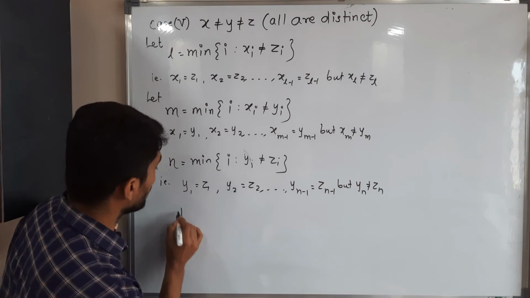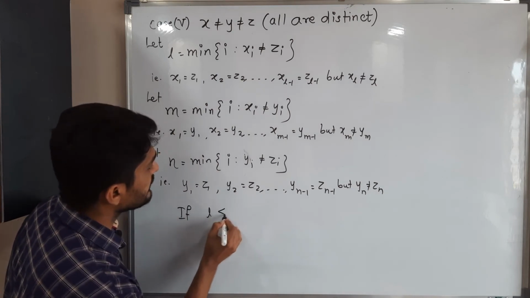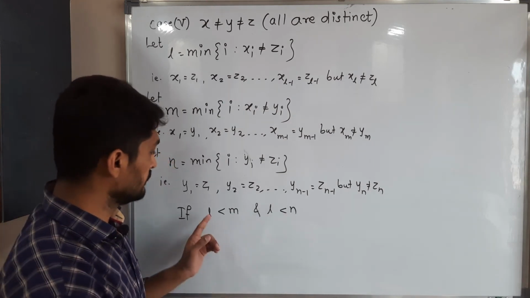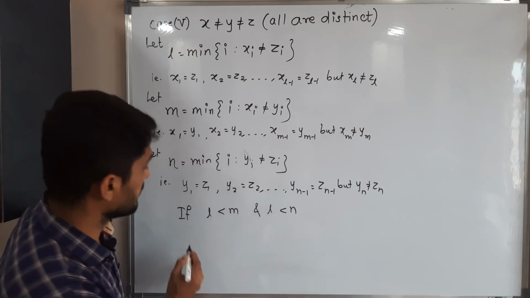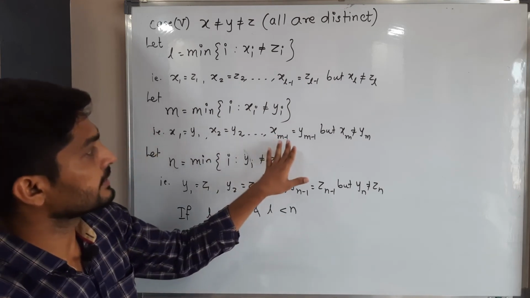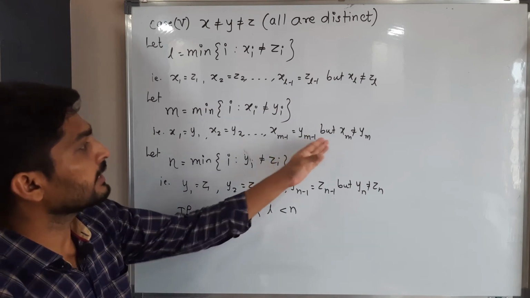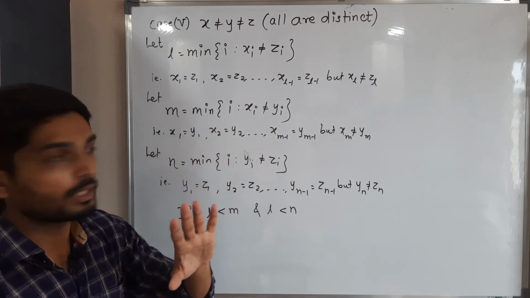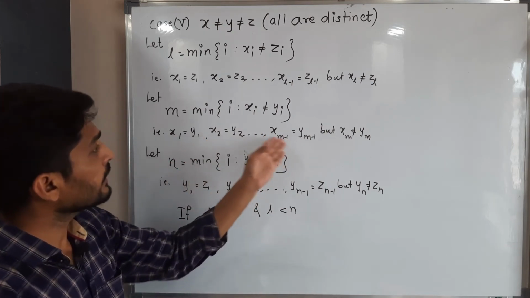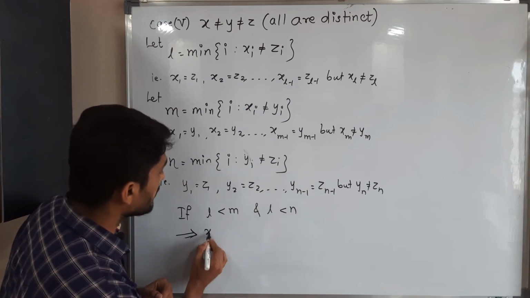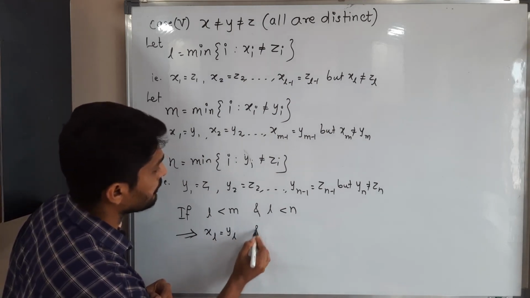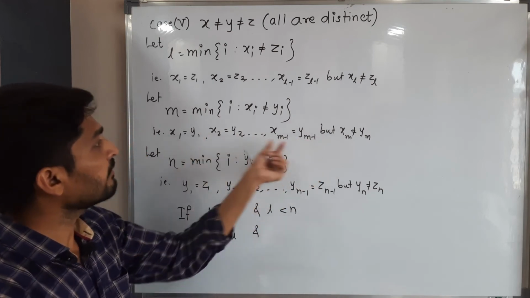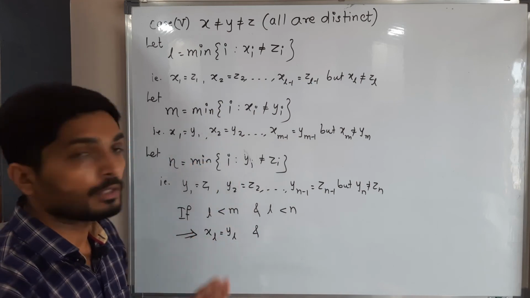I'm going to assume L is less than m and L is less than n. See what will happen. Here is m, so L is less than m, that means it can be m minus 1, m minus 2, down to 2, 1, like that. Understood? So if L is less than m, we have equality for less than m, so therefore I can write xl is equal to yl.